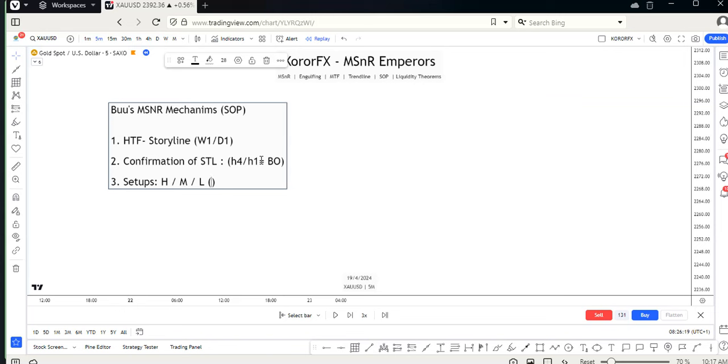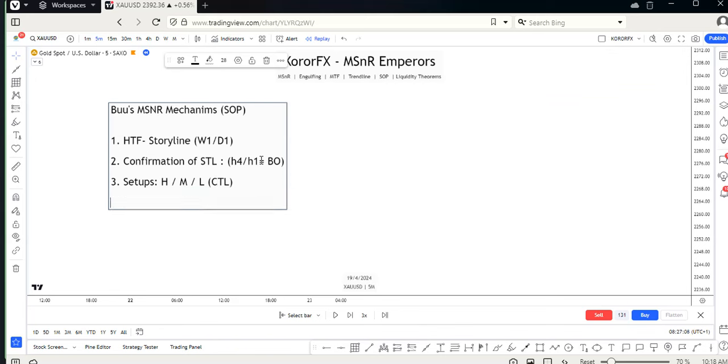confirmations do we have. Then the setup comes after the confirmation. If we don't have confirmation, we have a high risk setup. If we have one time frame lower breakout, we have a lower risk setup. If we have two time frame confirmation like breakout, then that means medium risk setup. So it depends on the confirmation. So this is called confirmation of storyline, CTL.